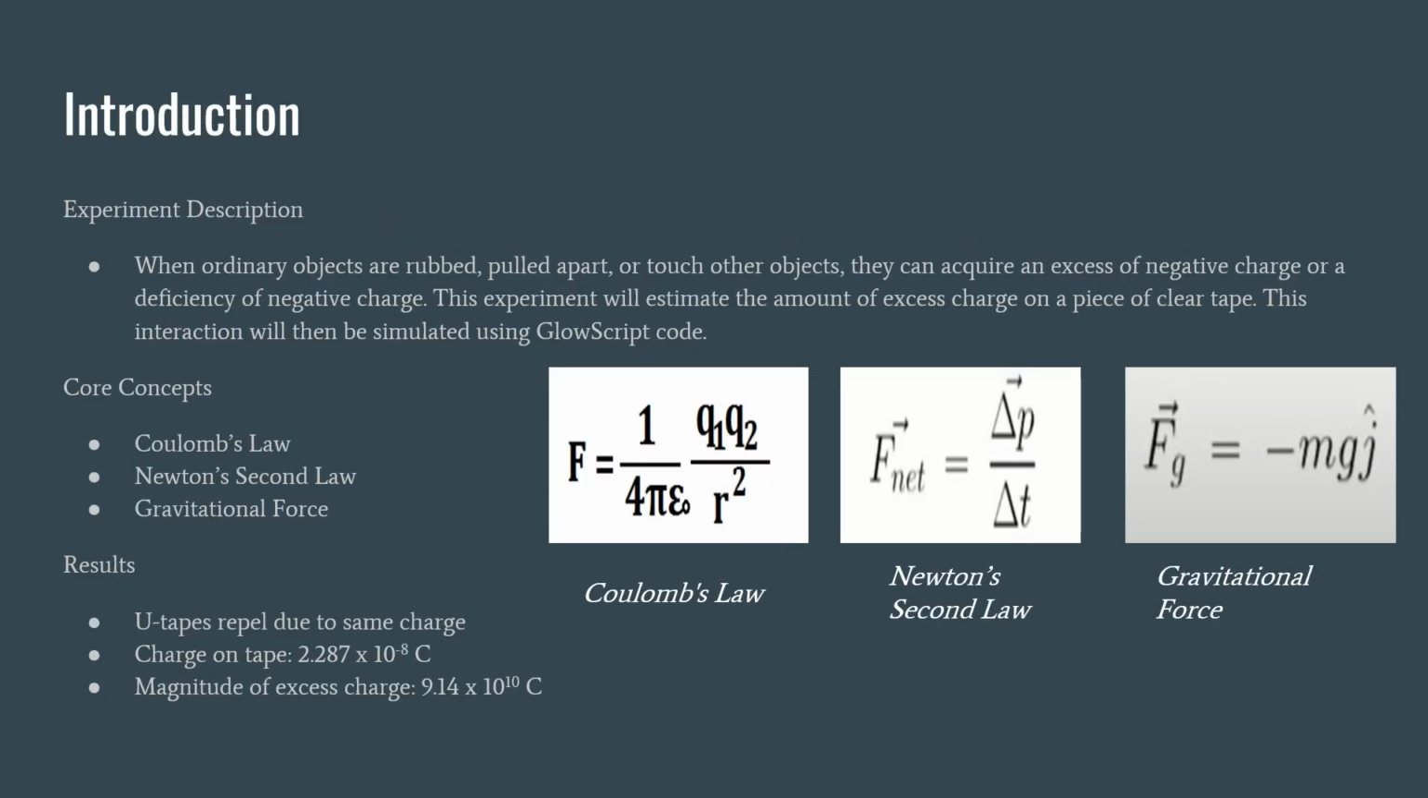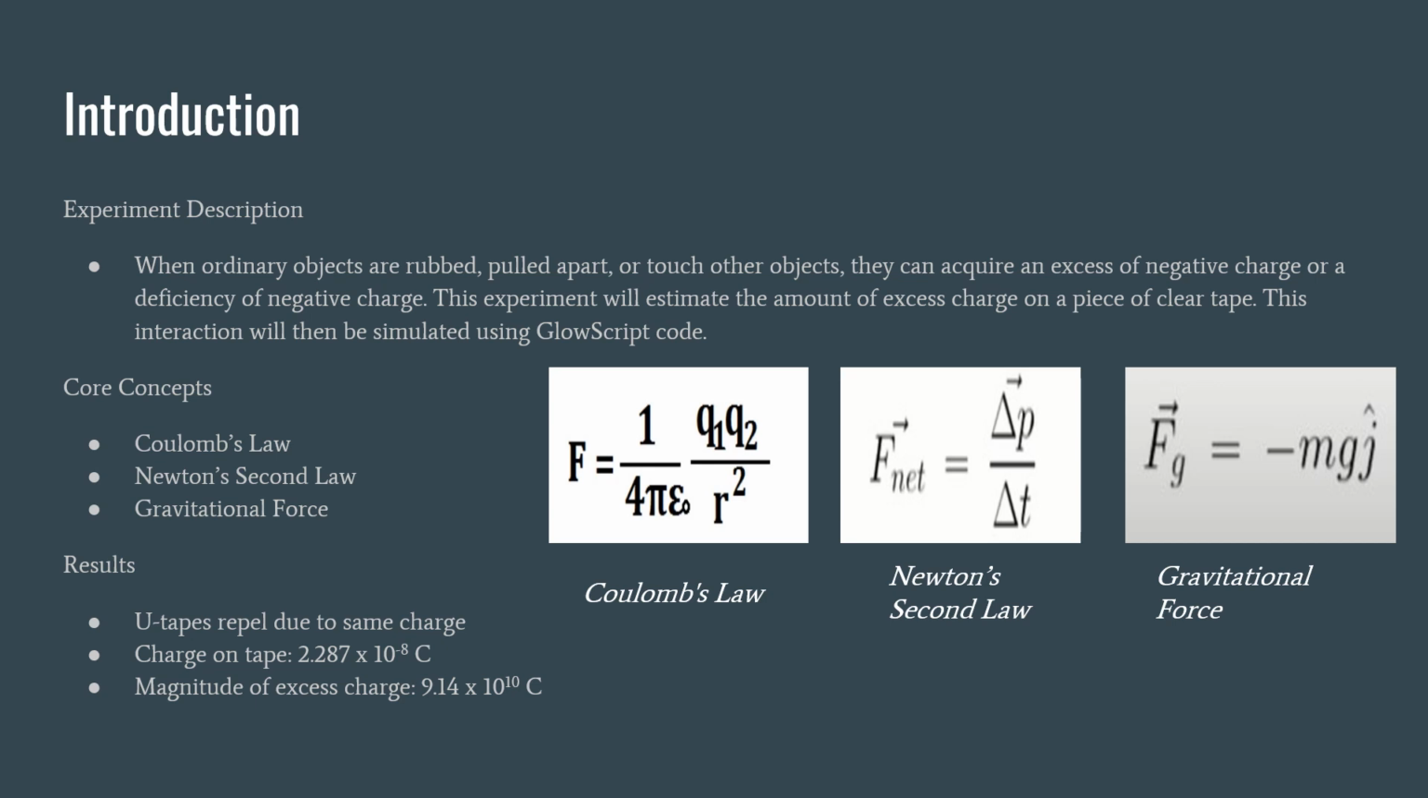In this experiment, we know that ordinary objects that are rubbed, pulled apart, or touched by other objects can acquire an excess of negative charge or a deficiency of negative charge. This experiment will aim to show the estimate of the amount of excess charge on a piece of clear tape. This interaction will then be simulated using GlowScript code.